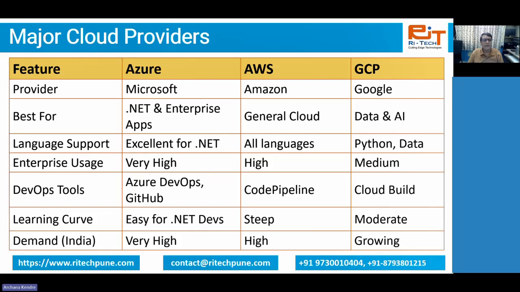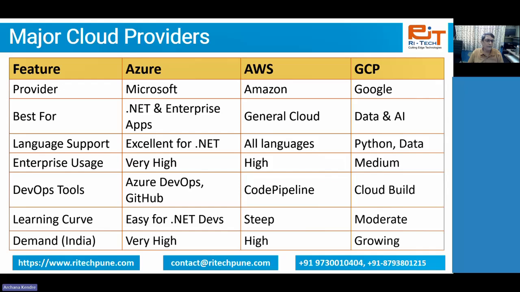Now, enterprise uses. If you look at enterprise application development, like applications hosted by banks, insurance companies, e-commerce companies, or retail chains, you'll find Azure is the first choice, a very high priority. Now, AWS has a high priority and GCP has a medium priority.